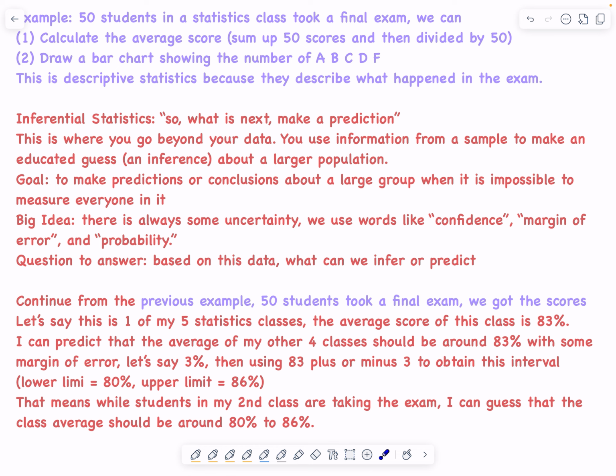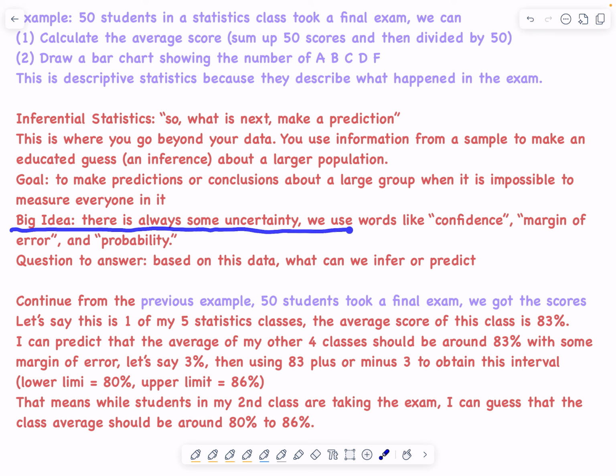So you study this sample, and then you say, okay, this is the result, and then that result applies to the whole population. The goal is to make predictions or conclusion about a large group when it is impossible to measure everyone in it. Population is big, you cannot handle it. That's why you need to take a sample and then you study the sample.